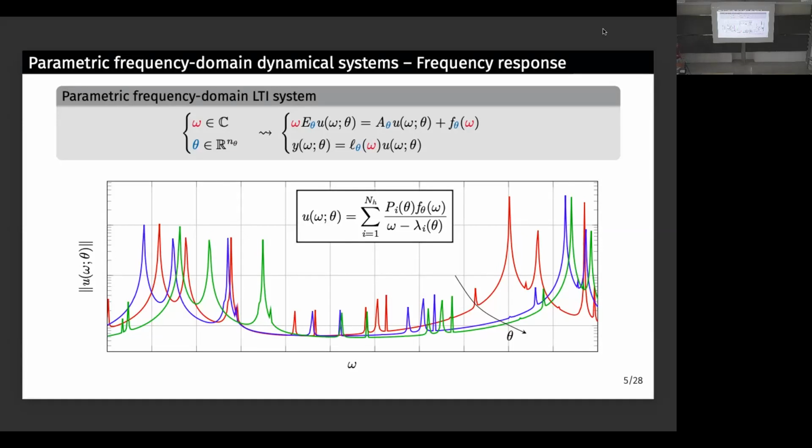So this can be, for instance, something that we want to do in UQ. We have stochastic parameters, some random variables, gamma, theta, that encode some unknown information about the system. And we want to try to do some UQ on the response of the system.